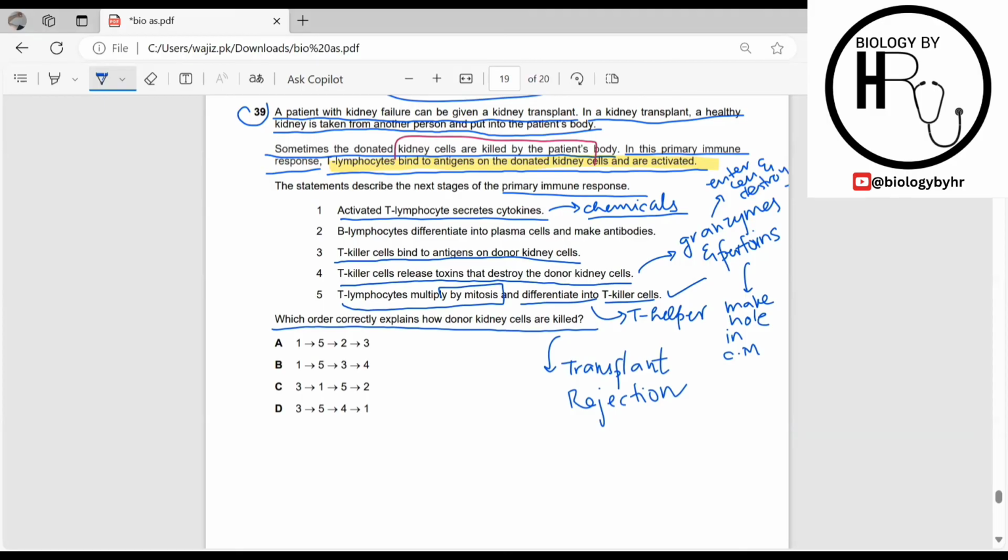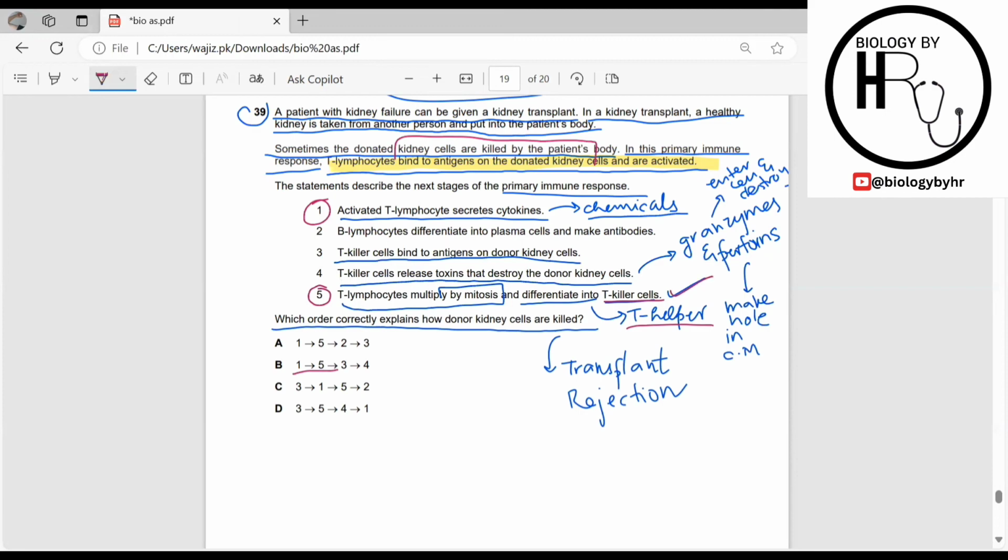So what is the correct sequence over here which is telling us the path of the primary immune response followed by the T lymphocytes? First the activated T lymphocytes are going to secrete the cytokines, which are basically the chemicals. Then these chemicals will stimulate the T lymphocytes to multiply by mitosis. Clonal expansion will take place and then those T lymphocytes are going to differentiate into T killer cells or T helper cells. Over here, as the kidney cells are killed, the T killer cells will be produced.